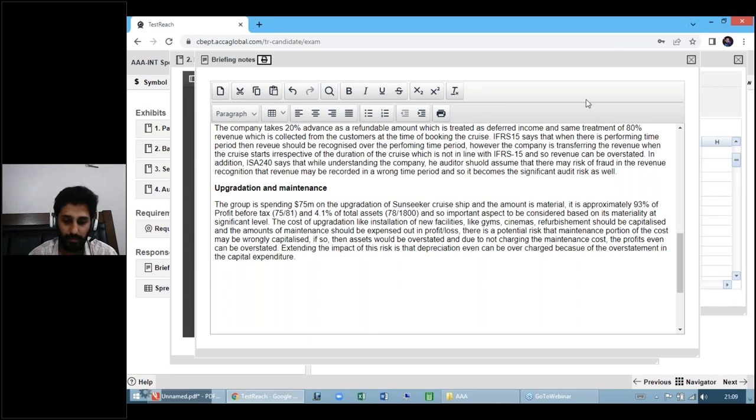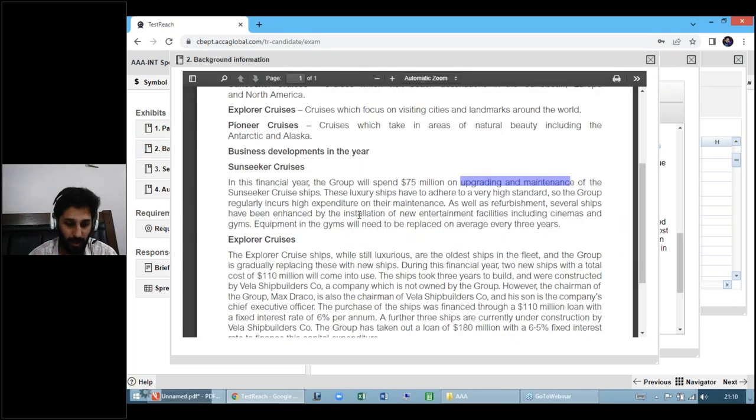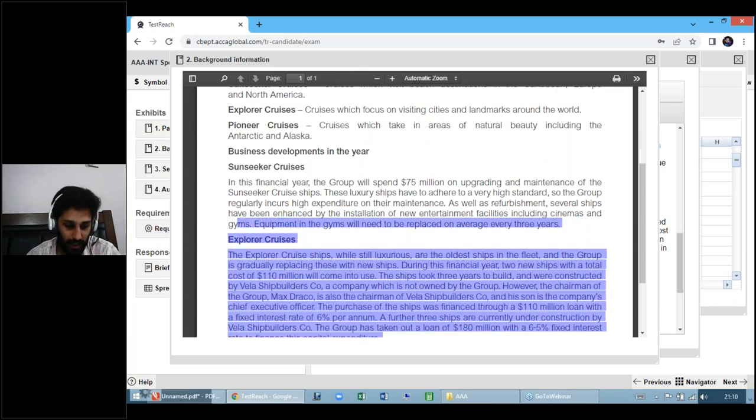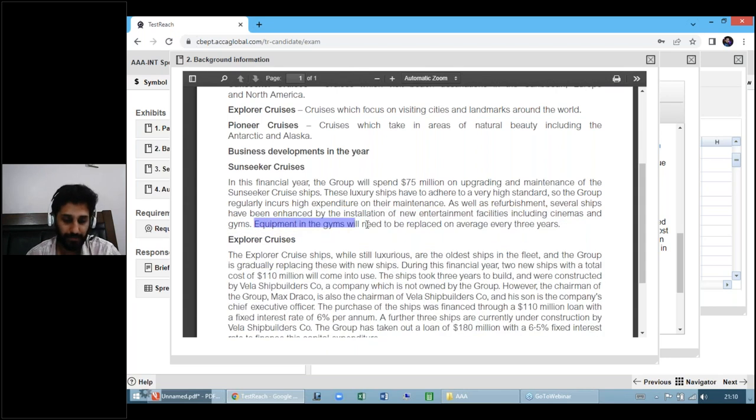Alright, now I'm closing the question window and going to the requirements. Upgradation, I have covered it. Now what is written here? From this information there is yet another risk. It is written that several ships have been enhanced by installation of new entertainment facilities including cinemas and gyms. Equipment in the gyms will need to be replaced every 3 years, right?